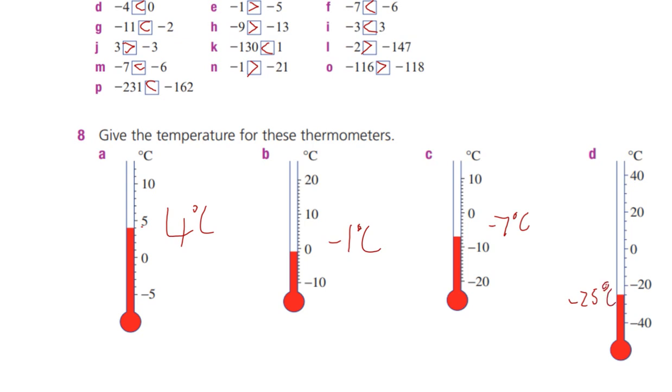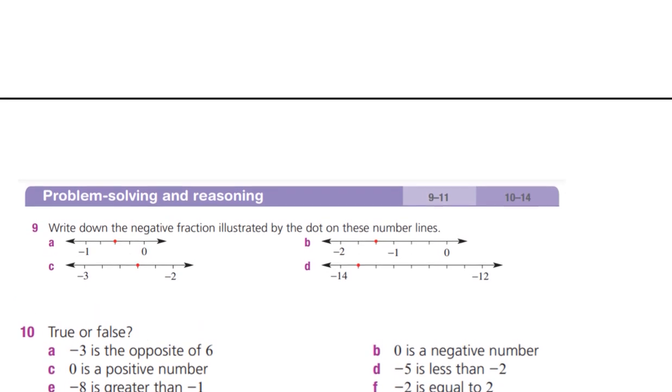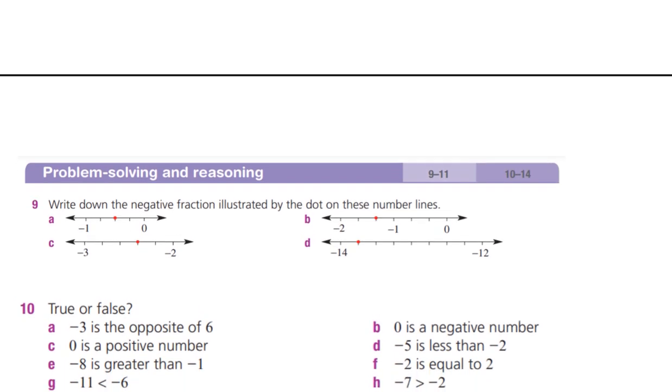Okay, let's keep on going. Number 9, write down the negative fraction listed. So for this top one, because it's halfway between 0 and 1, that must be minus a half. B is, there's minus 1, so that would be 1 section, 2 sections, 3 sections. So it'd be minus 1 1/3.